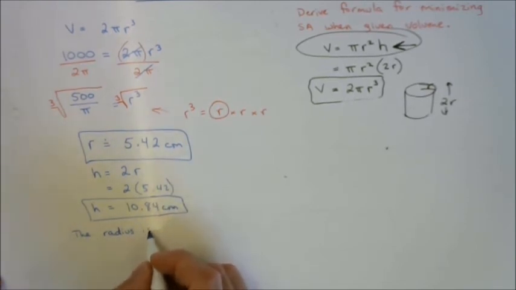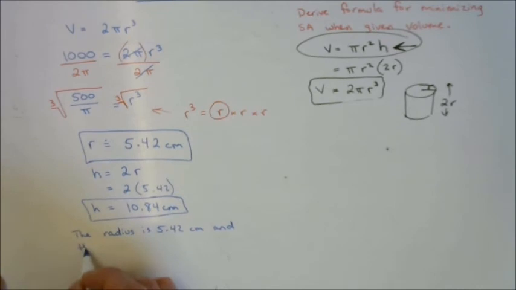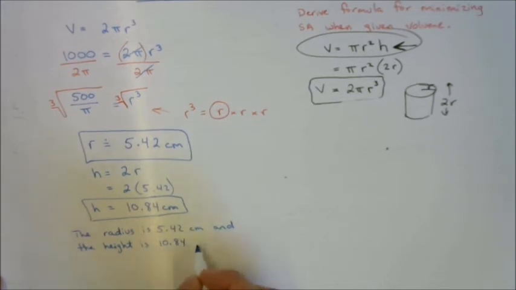The radius is 5.42 centimeters, and the height is 10.84 centimeters.